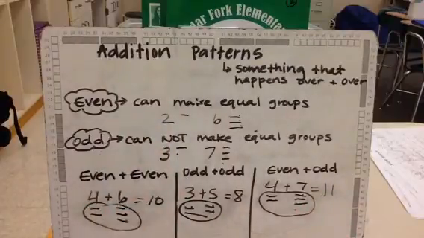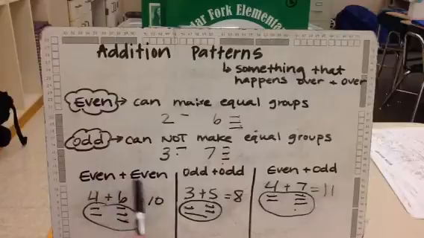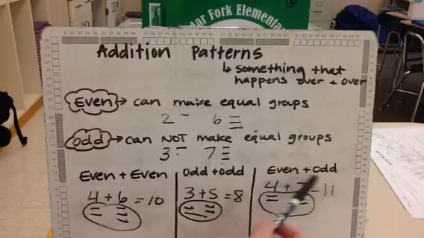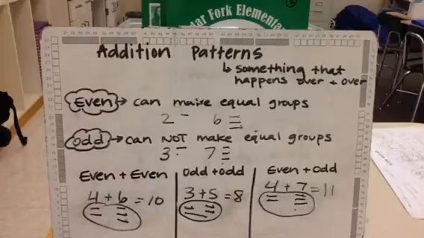So, the way I like to look at it is when the 2 add-ins are the same type of number, it's going to be an even sum. And when the 2 add-ins are a different type of number, it's going to be an odd sum. So that's what I like to remember. So this is one type of pattern you will notice in addition.